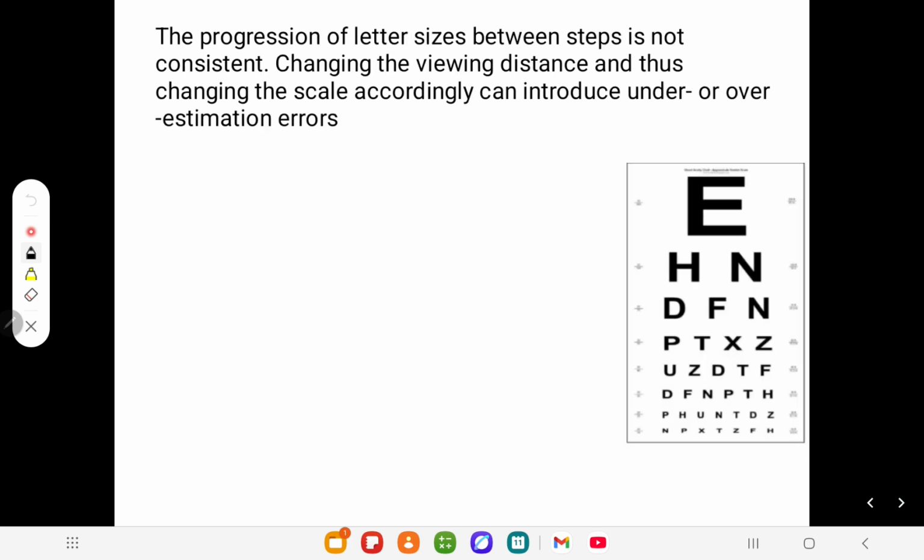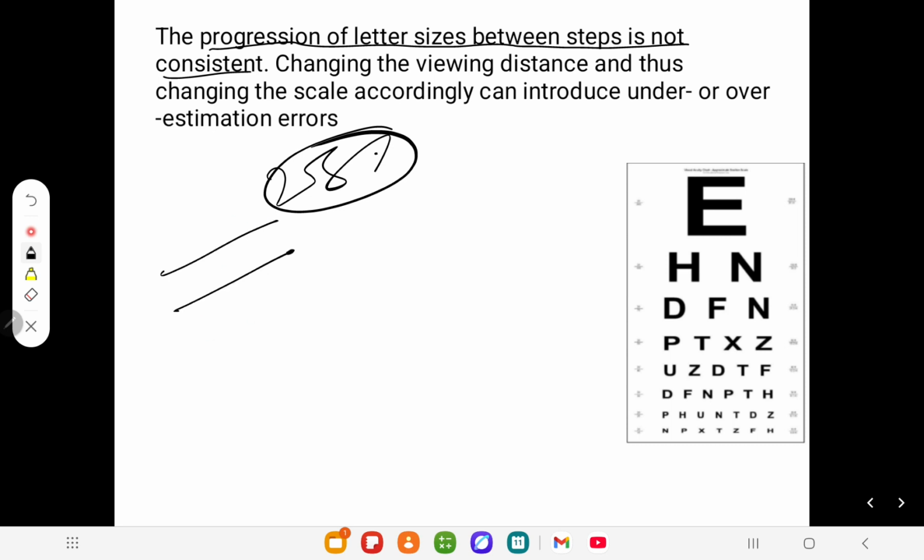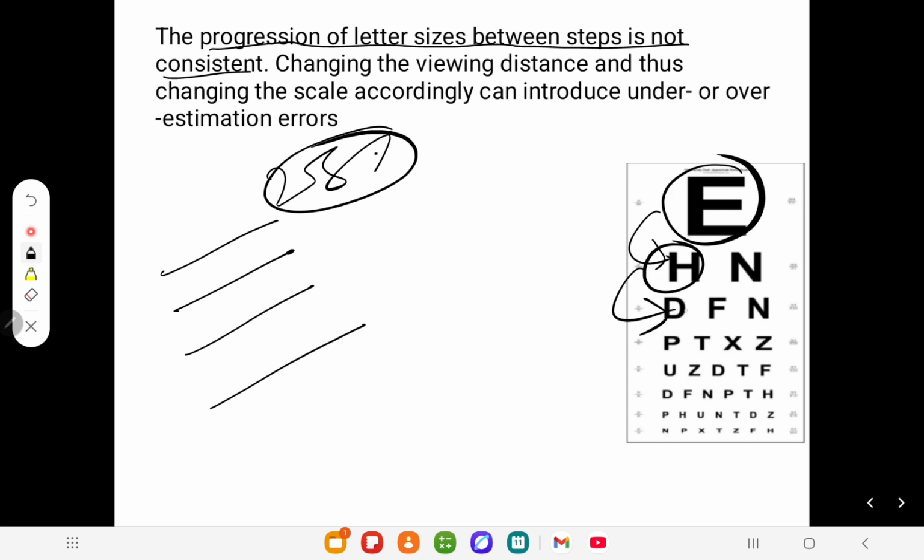Okay, so another thing that I have already told you, but I want to reiterate in this slide: the progression of the letter size between these steps is not consistent. See, in the case of ETDRS, it's always a 25% size reduction from one row to another row, to another row and another row. It's always there. But in the case of Snellen, the size is not always reduced in a certain progression. We cannot predict that.